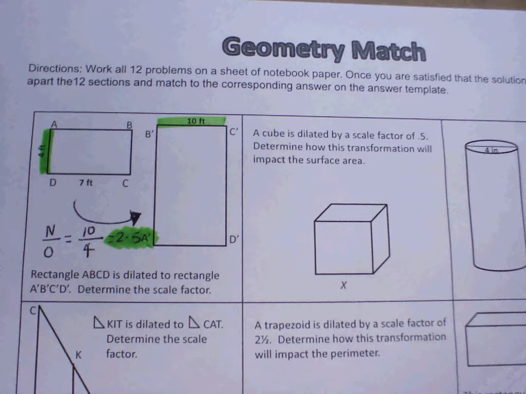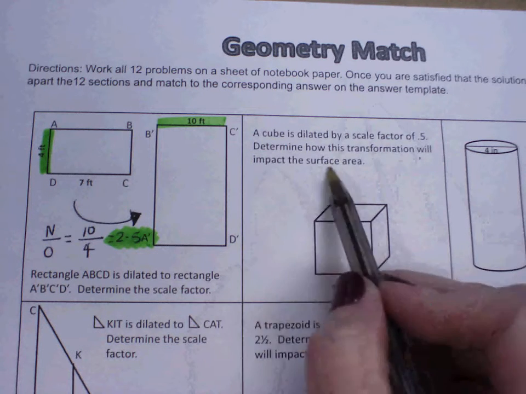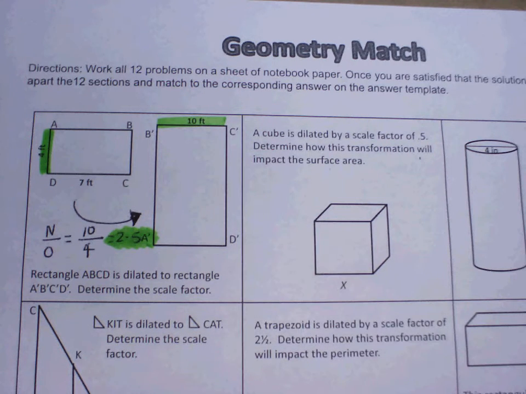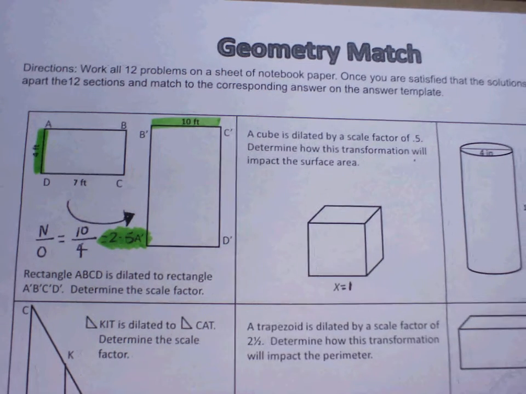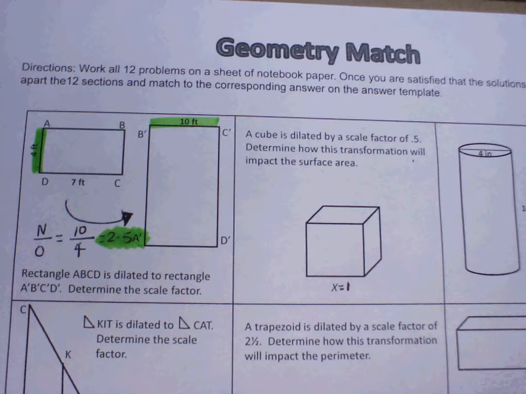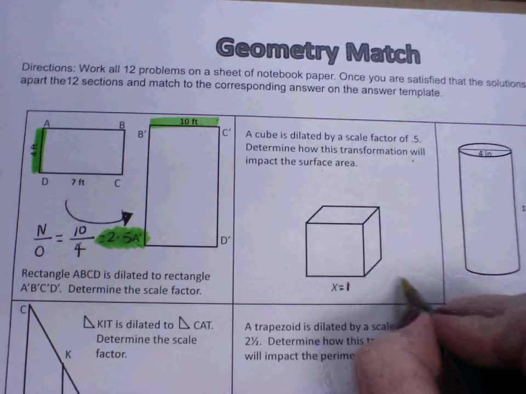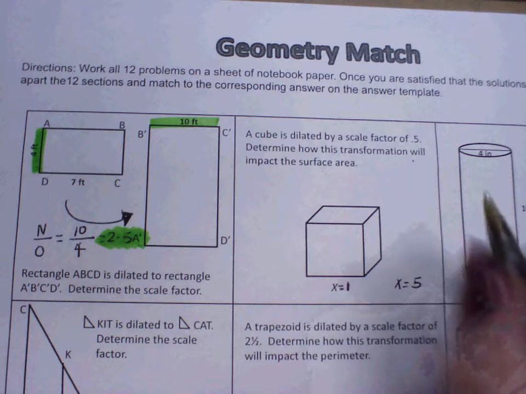All right. A cube is dilated by a scale factor of 5. That means that it is bigger or smaller? Bigger. The scale factor is 5, right? So it's going to be bigger. How many times bigger? 5 times bigger. Very good. Describe how this transformation will impact the surface area. Let's see. Let's say x is 1 on this one. I'm going to pick a really easy number. If the cube is dilated by a scale factor of 5, what would be the new measurements of the cube?